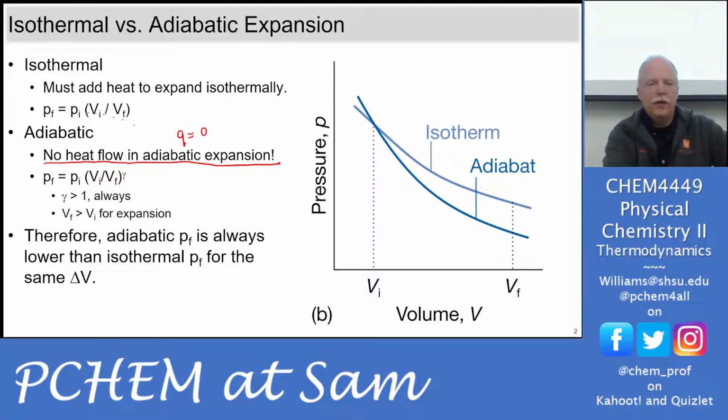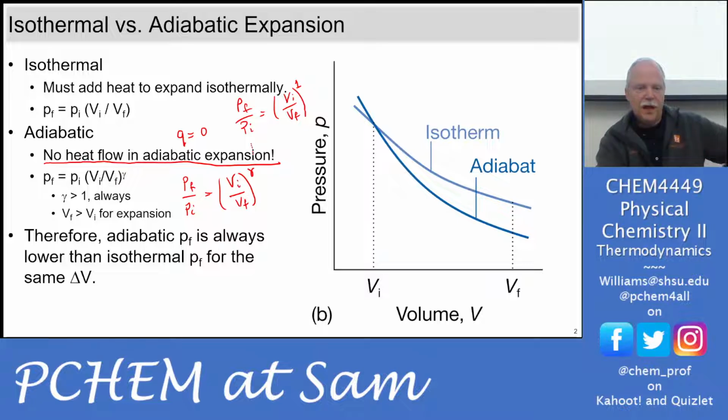So how do we characterize this? If we look at PF over PI, let's write it a different way. PF over PI is equal to VI over VF. This is like that combined gas law type thing, and this is to the first power. And here we have this one, PF over PI is equal to VI over VF, and this is to a power called gamma. So it's not 1, it's some number greater than 1. We'll see what that number is, but it's a number greater than 1.